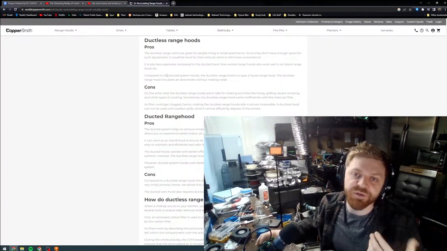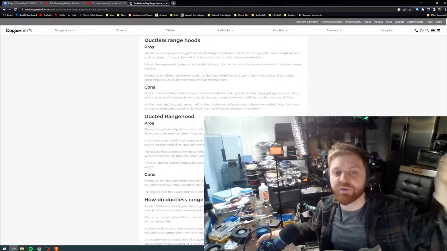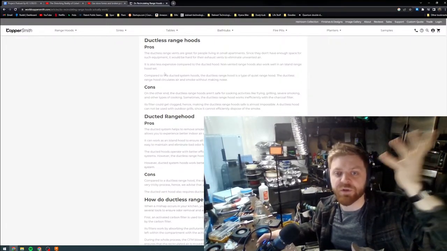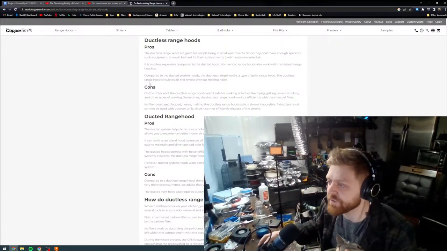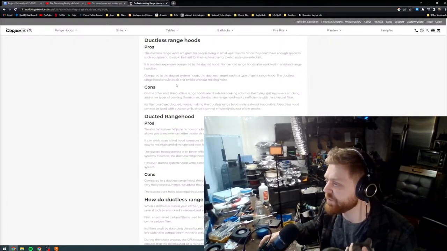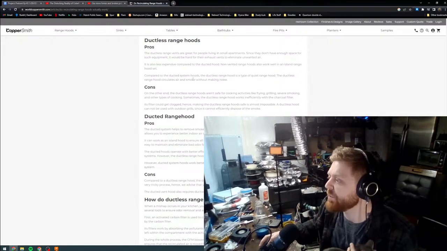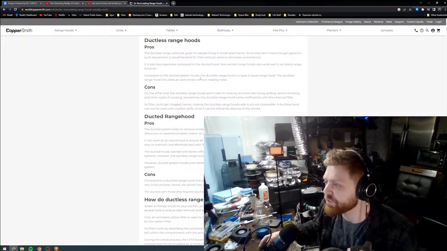And that makes sense, because when you have an island, it's a lot harder to actually get the ductwork itself out of the room. I mean, if it's isolated, right, as an island always is. Compared to the ducted system hoods, the ductless range hood is a type of quiet range hood. The ductless range hood circulates air and smoke without making noise.